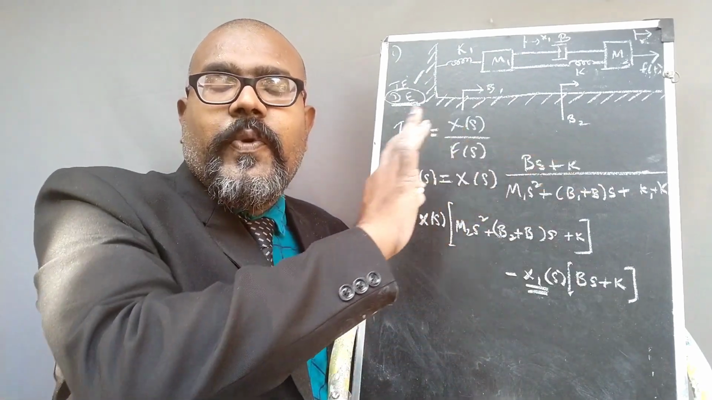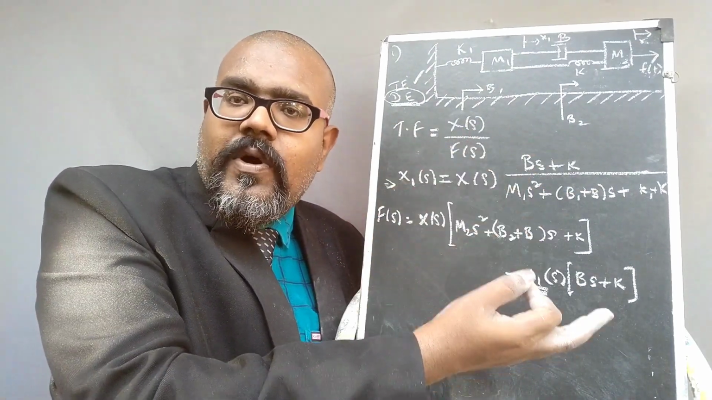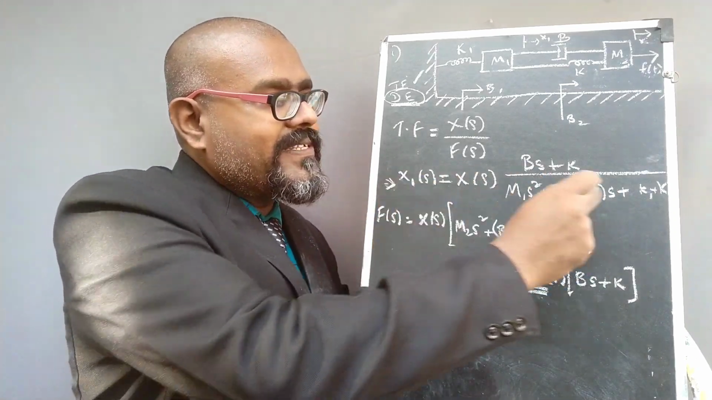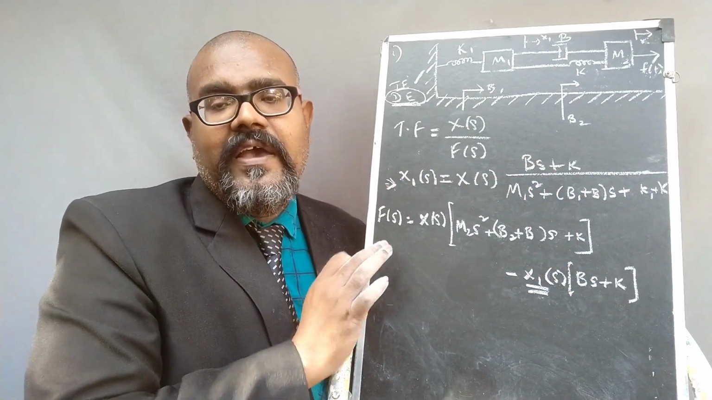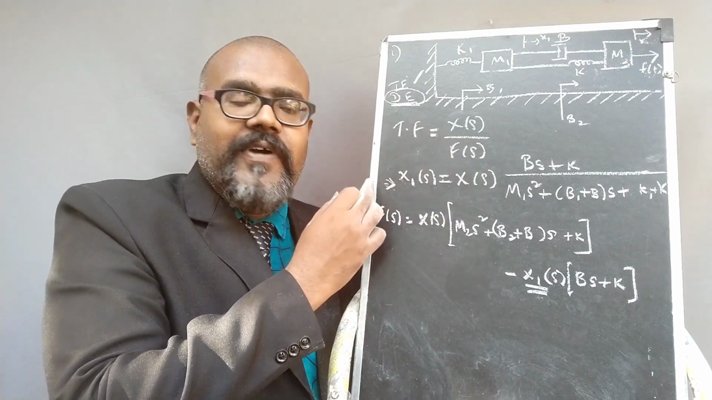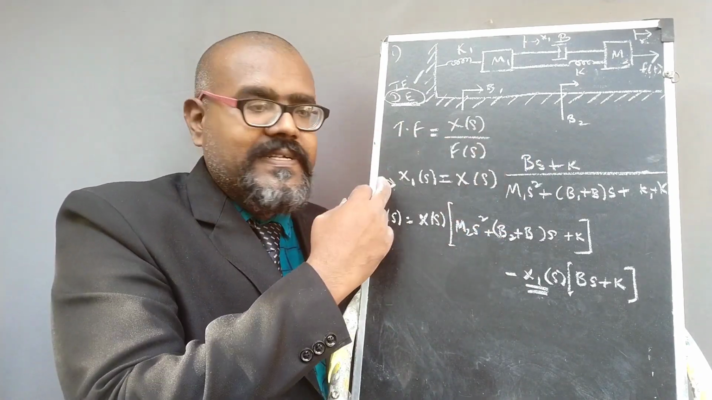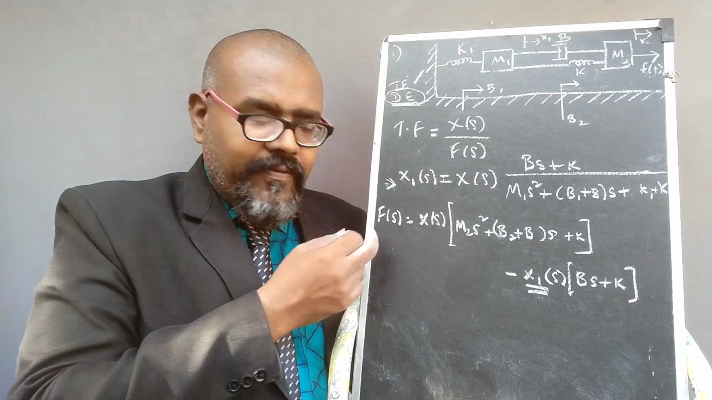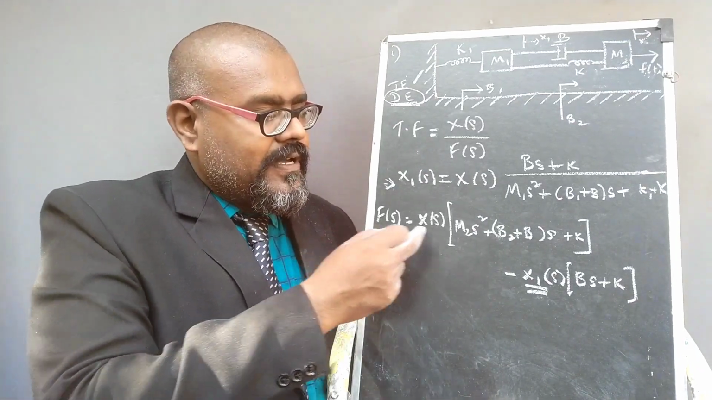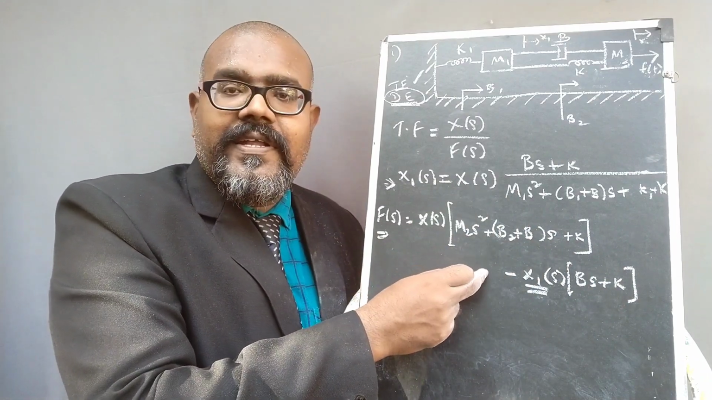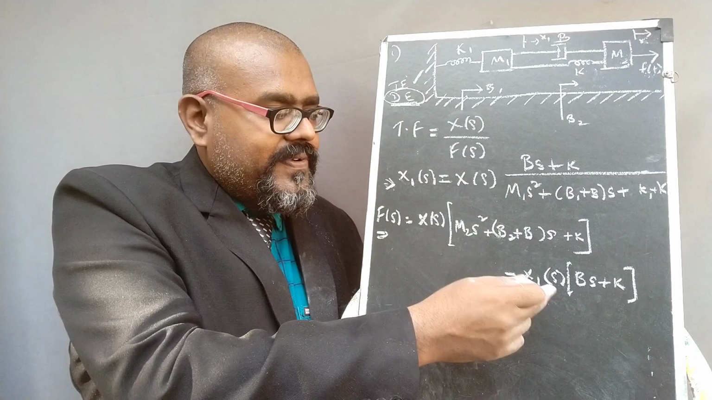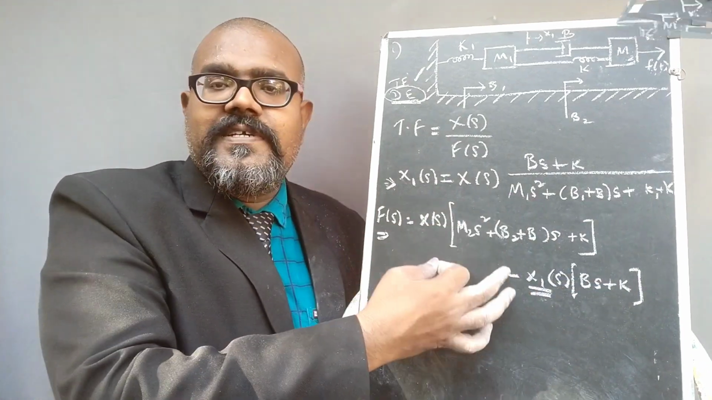So this is the equation we got from the mass M1 and the mass M2. This is the equation we got as a result of mass M1. After finding the Laplace transform and simplification, we got this. Then from the mass M2, we got the equation like this. I already told you, after the simplification you take X of s and X1 of s as common, then we find this equation.